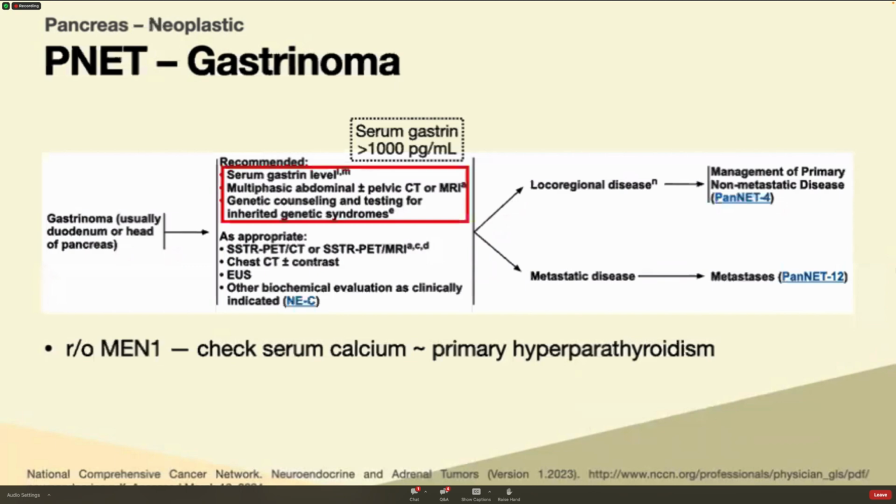So for the workup for gastrinoma based on NCCN, we check the serum gastrin level, which is greater than 1,000. We do multiphasic abdominal CT or MRI, and also genetic counseling and testing. So we have to rule out the presence of MEN1. One way to do this is to check the serum calcium of the patient.